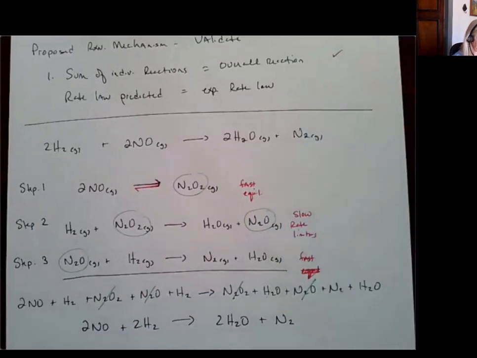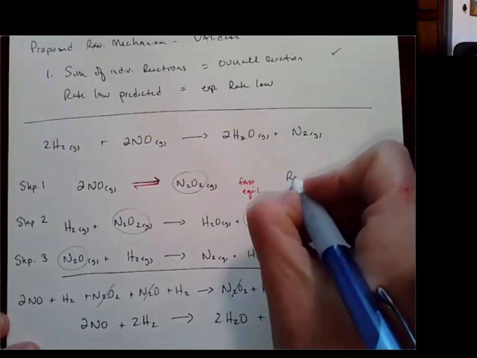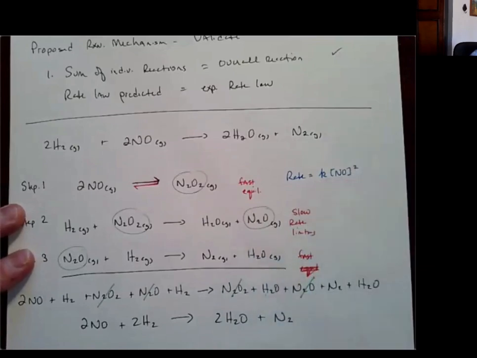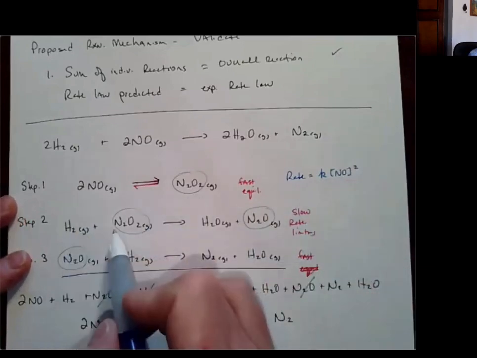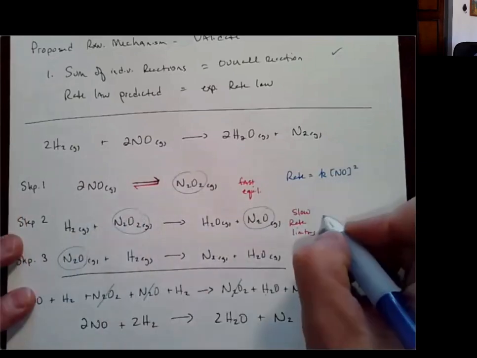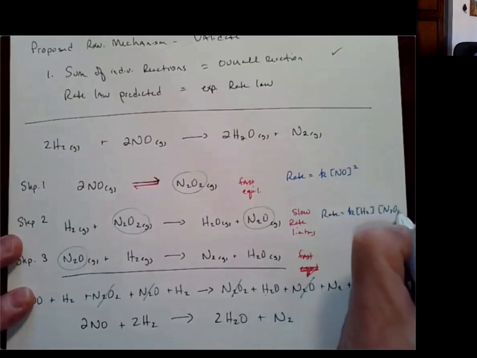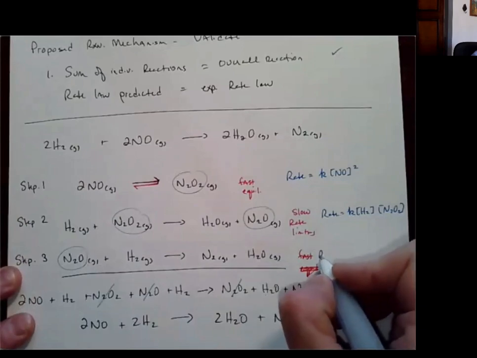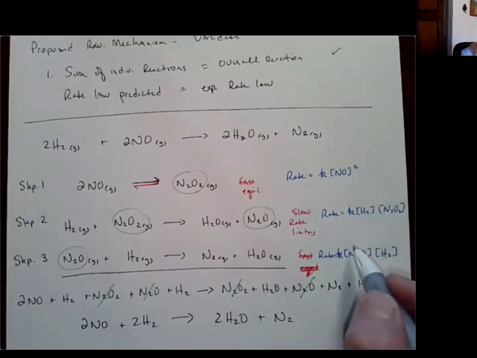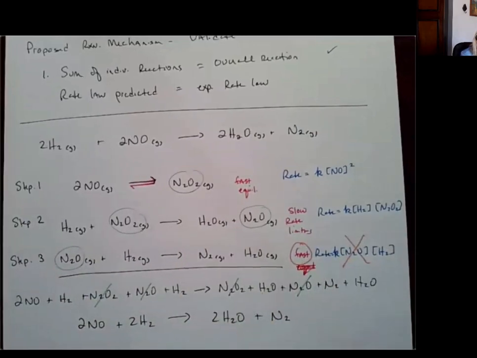Now I need to find my overall rate of the reaction. I can write a rate law for each of these. I can say the rate law for this individual step is k times [NO] squared. So I'm using my stoichiometry here. I'm just looking at my reactants. I'm going to use my stoichiometry to write my rate laws for my individual steps. This rate law here is k times [H2] times [N2O2]. And then my rate law here is k times [N2O][H2]. Of these, this one doesn't count because it's fast. This is not going to affect the overall rate of the reaction.